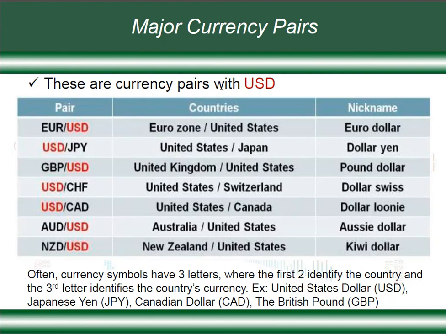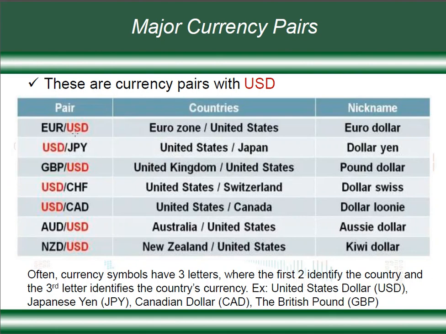Now, we have categories of these currencies. The pairs that contain USD are called major pairs. Look at all these 7 currency pairs: Euro USD, USD JPY, GBP USD, USD CHF, USD CAD, AUD USD, NZD USD. The 7 pairs you see here are also pronounced as their nicknames given to them, okay?